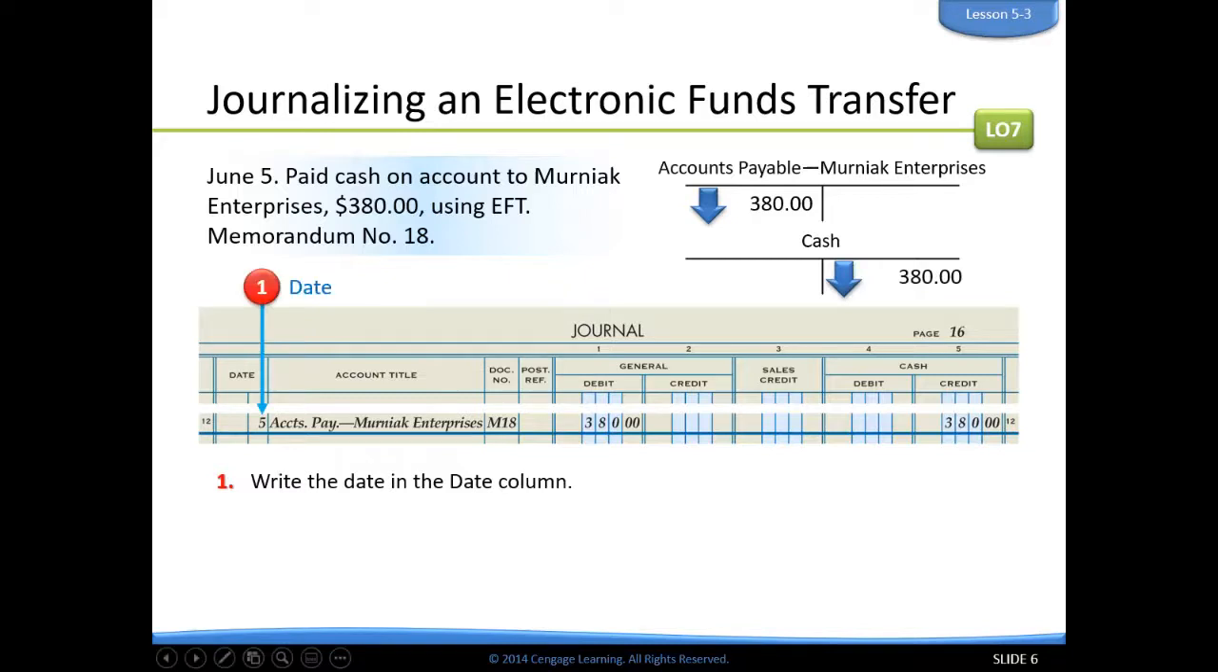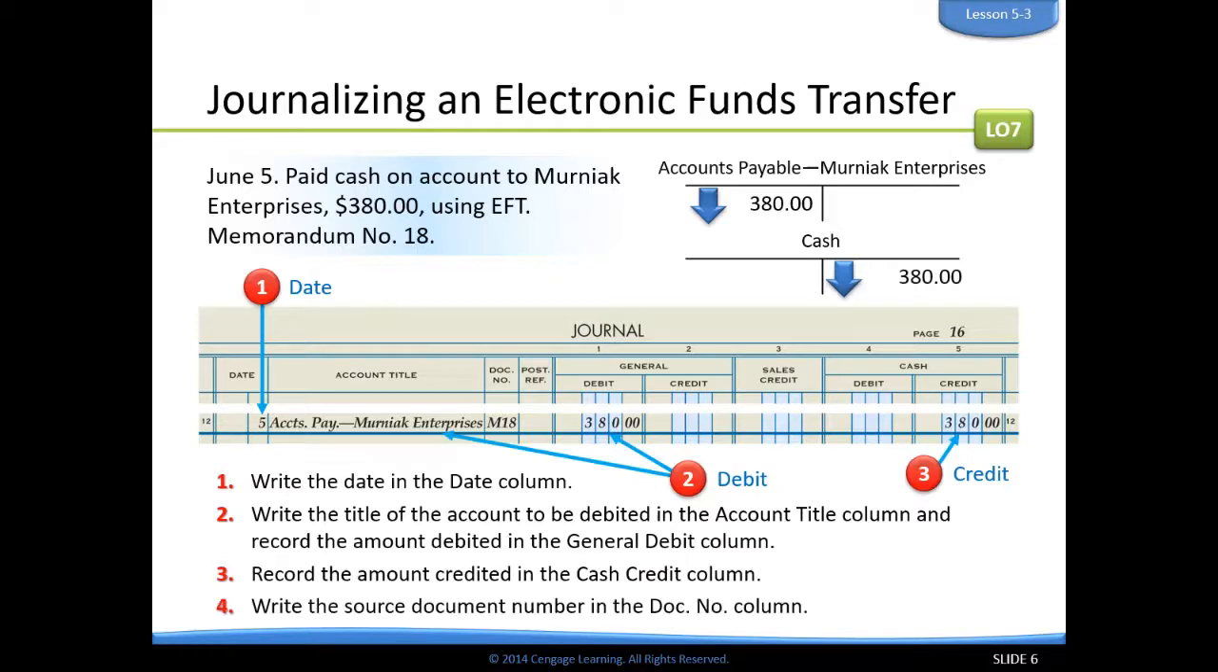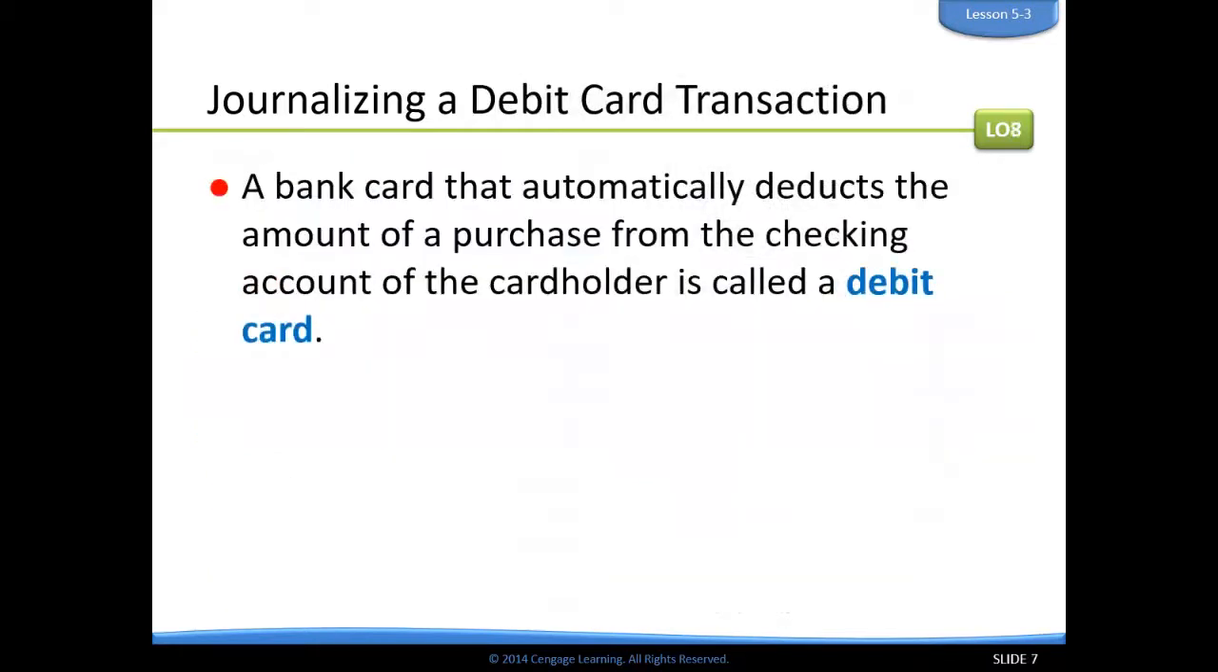All right, so this is just showing that we use an electronic funds transfer to pay somebody that we owed money to. And then we can also use, if we have a debit card, same thing. If we go use it, it's coming straight out of our account, so we've got to record it.